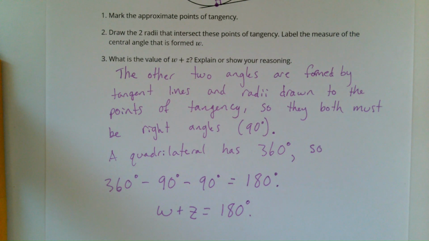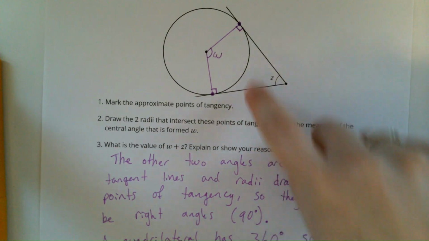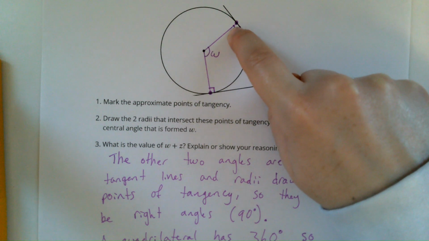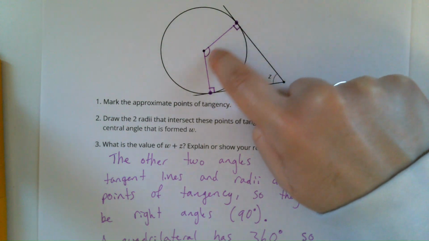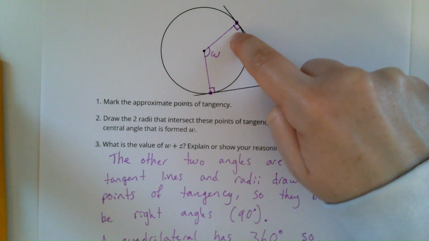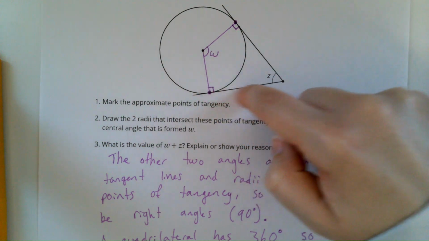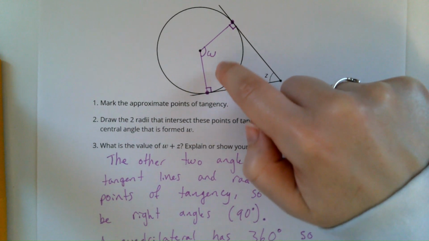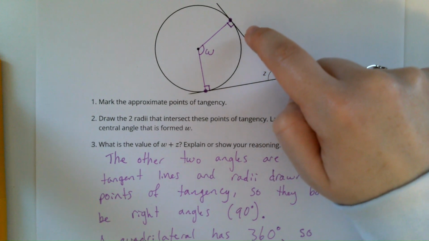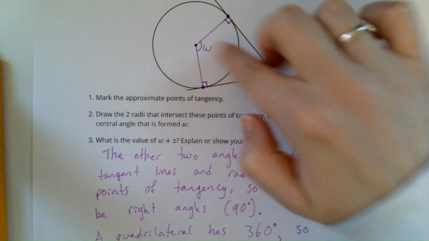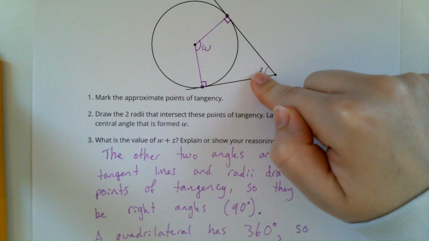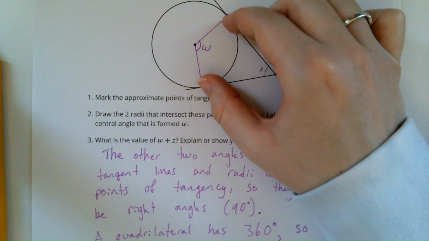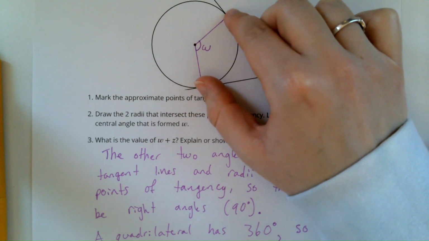All right, so the idea here is just knowing that if we have the radius to the point of tangency and the tangent line, that has to be a right angle. Same thing here, has to be a right angle. Therefore, these two have to add up to 180 together if there's already 180 degrees accounted for in these two angles.